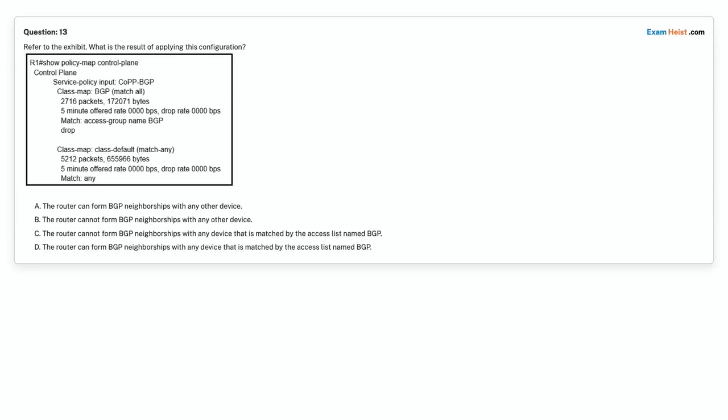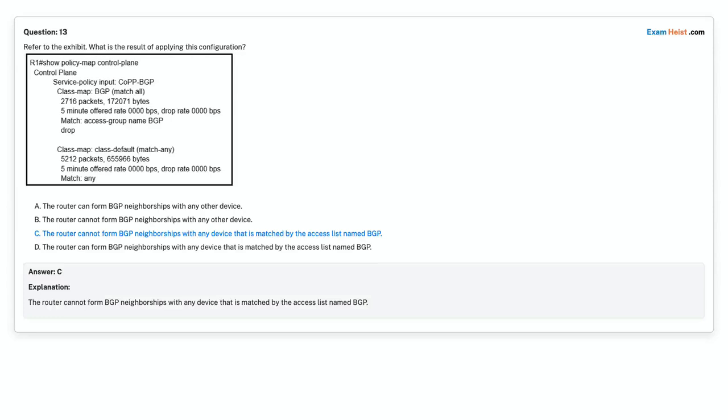Choose the correct answer. Correct answer is option C. The router cannot form BGP neighborships with any device that is matched by the access list named BGP.